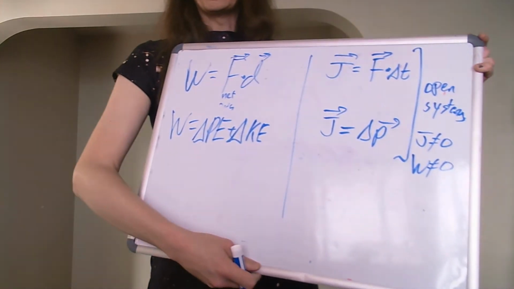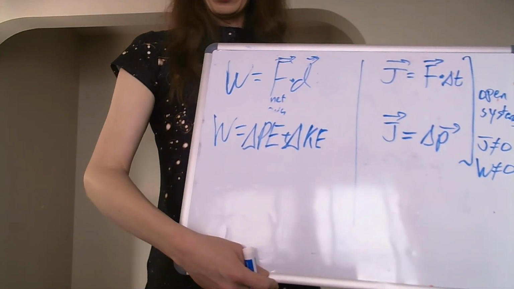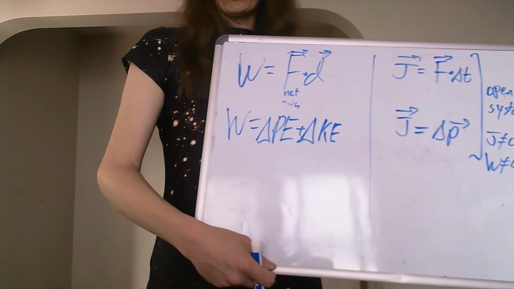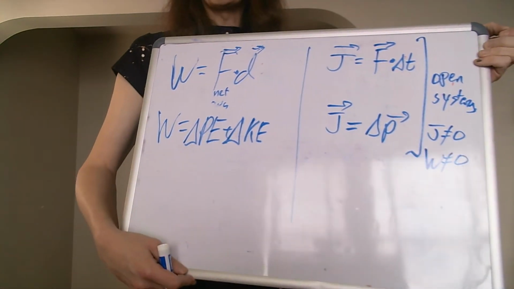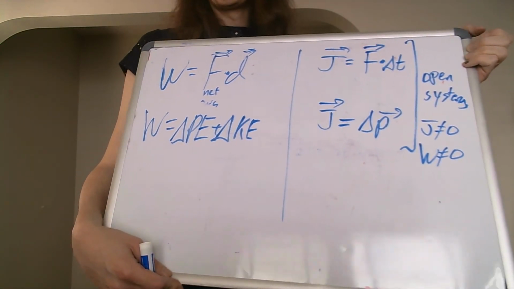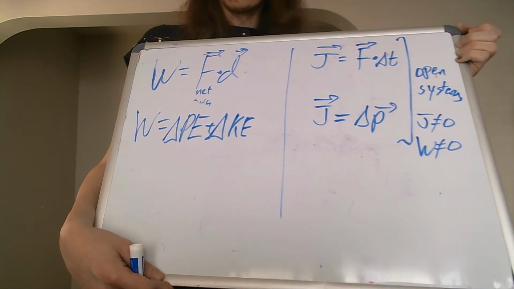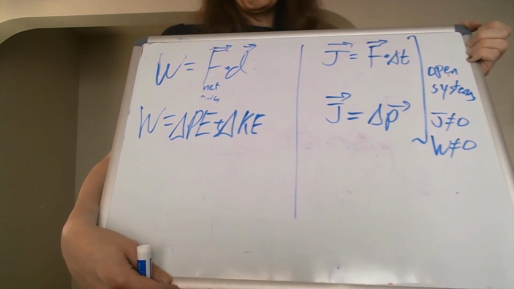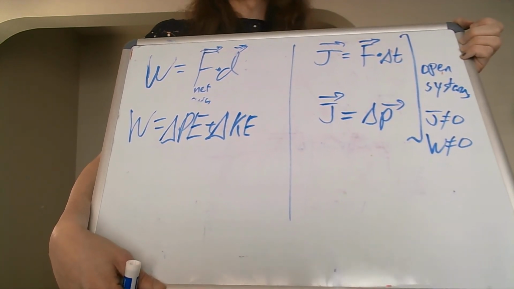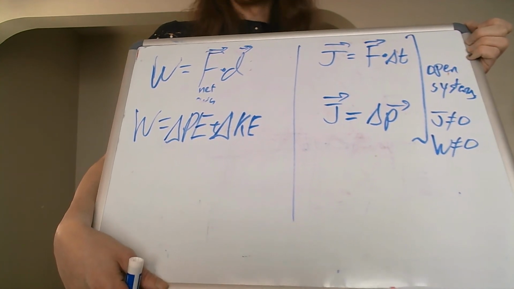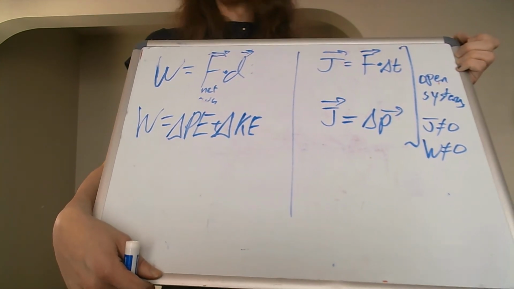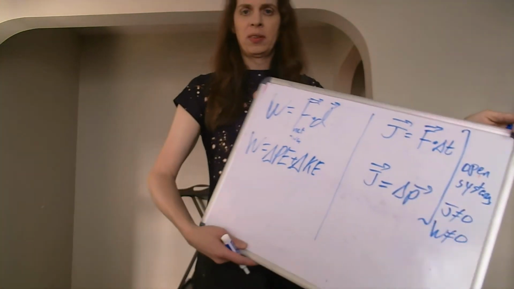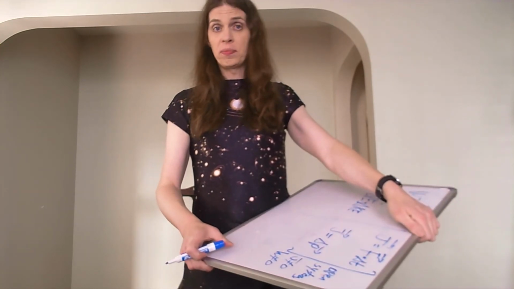In open systems, you can have an outside force, and that can change something's momentum through impulse, or it can change something's energy through work. It'll do both at the same time.